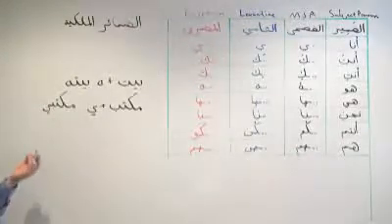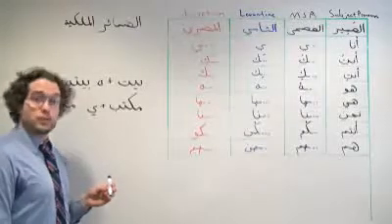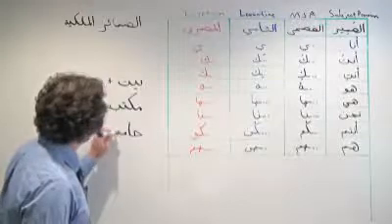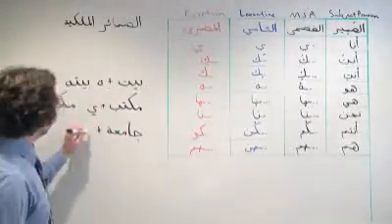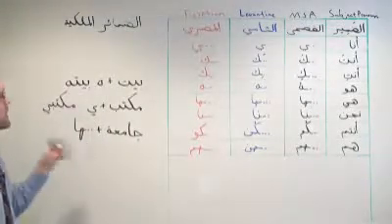Maktabi. Another couple of examples, if we wanted to say her college or her university, we would take jami'a and add ha to indicate that it's hers.